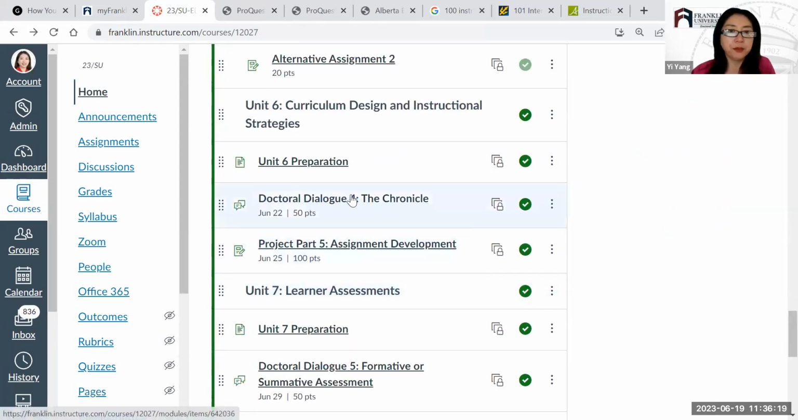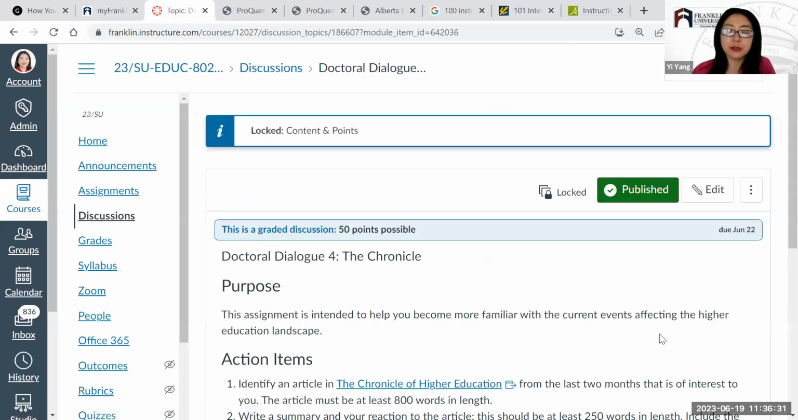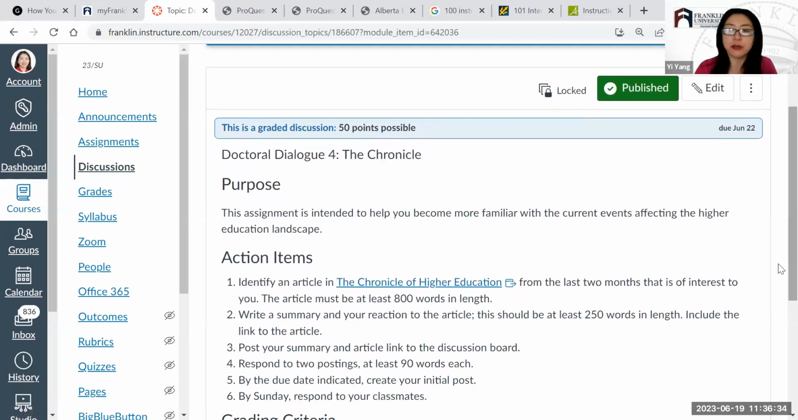For this week, you have two assignments due. The first one is a doctoral dialogue, the Chronicle. If you work in higher education, the Chronicle of Higher Education is not a research-based article or journal. It's more of a newspaper, the most known and widely accepted newspaper for higher education.